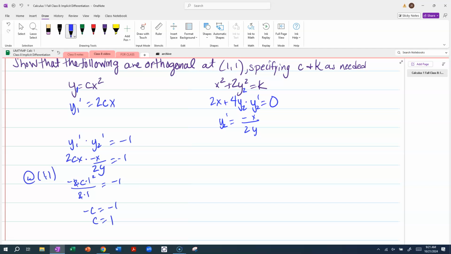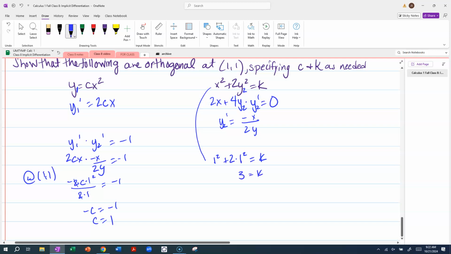And then what about k? Do I have to worry about k at all? In fact, I do. I just need to make sure that this ellipse passes through the point. So down here, I'm going to make sure that if I have 1 squared plus 2 times 1 squared, that must equal k. So it has to pass through the point. So k has to be 3.